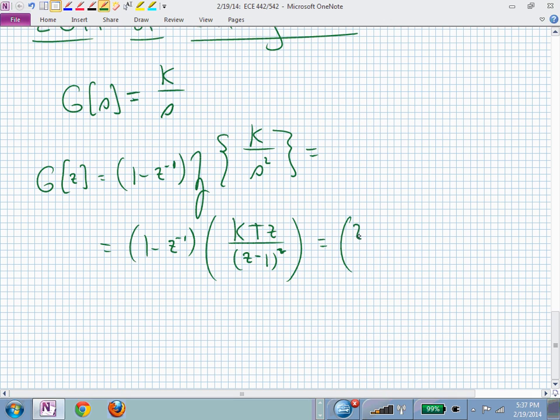But if we now rewrite that 1 minus z inverse as z minus 1 over z and perform the necessary simplifications, we end up with this zero order hold equivalent of a pure integrator, where we still are keeping the gain. We have kT over z minus 1.